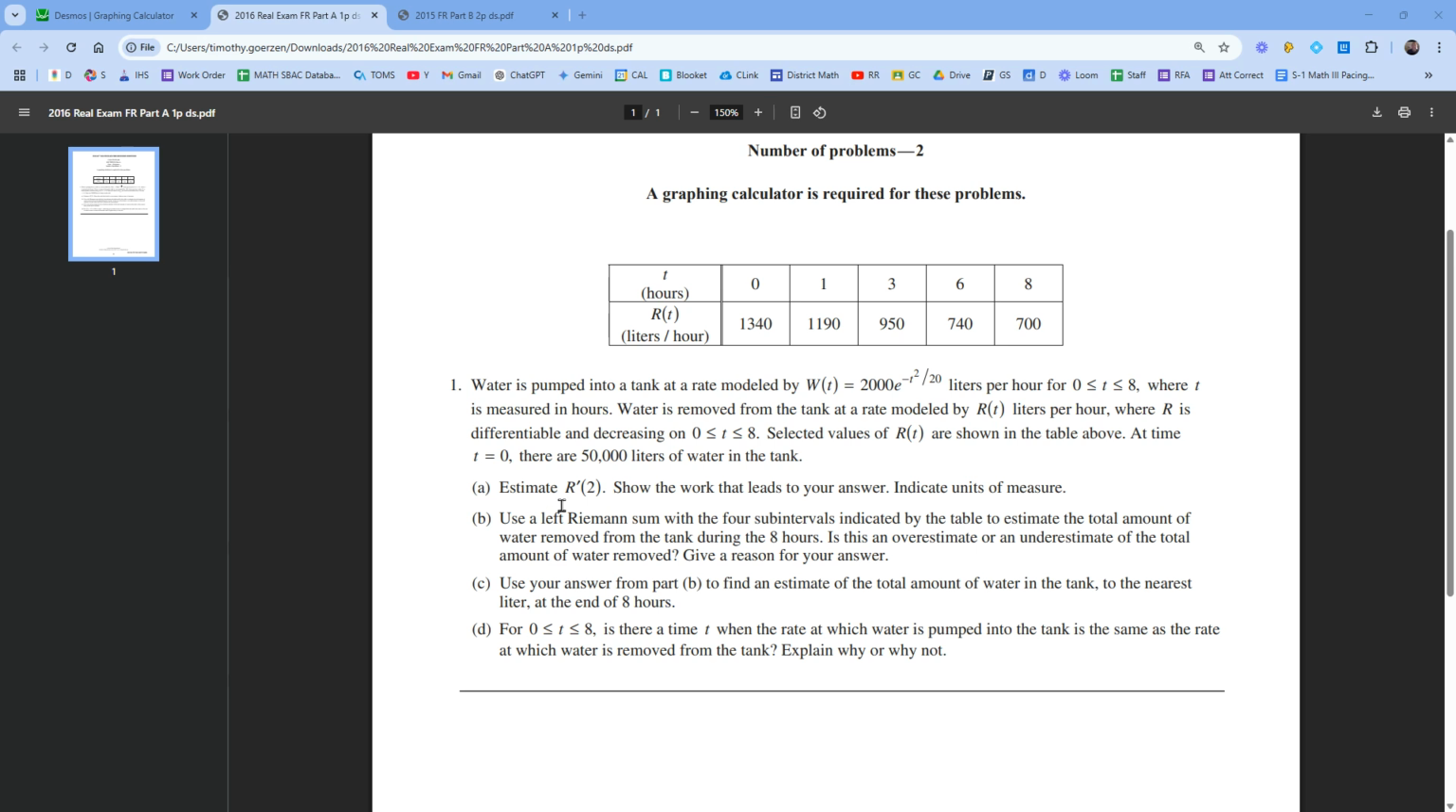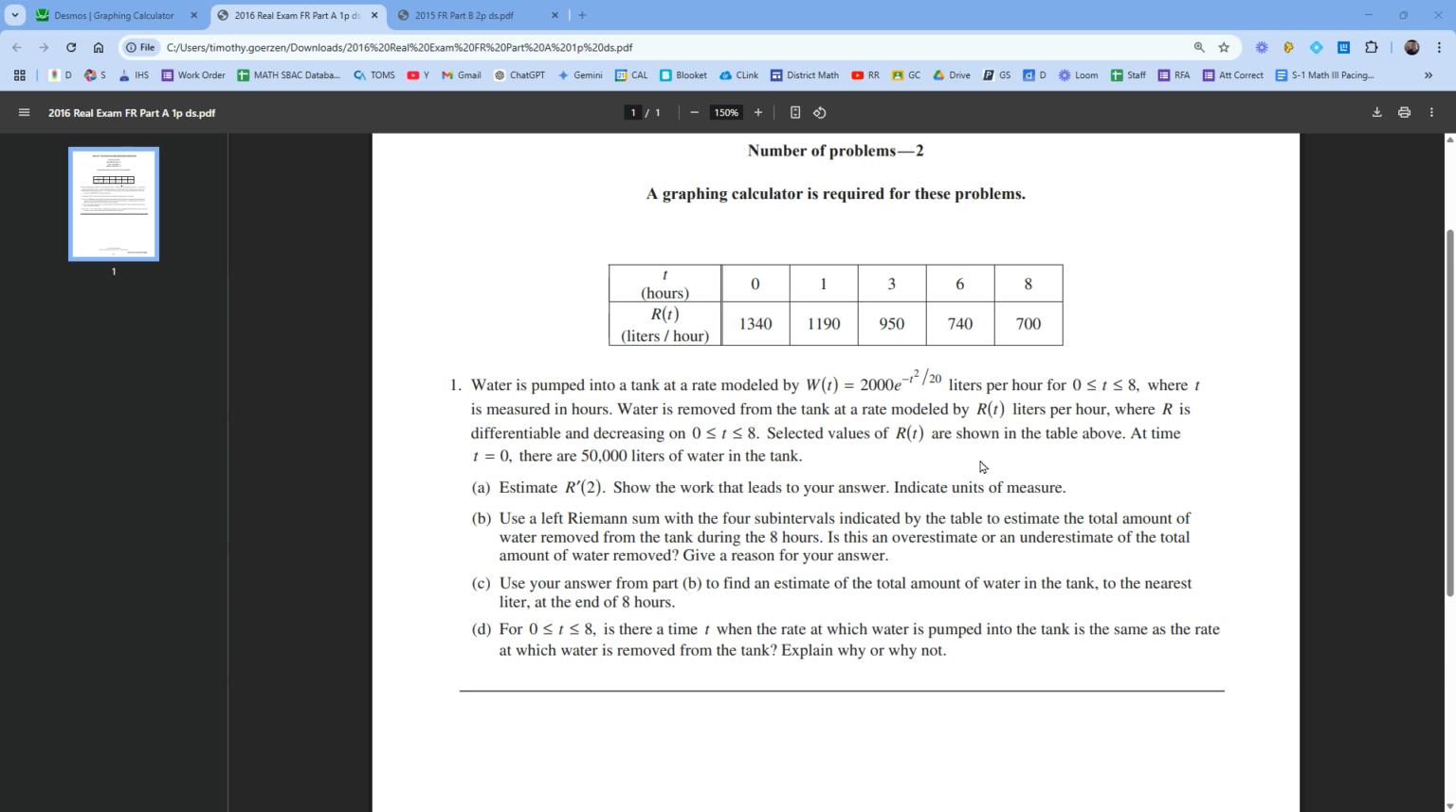All right. Part A, estimate the derivative at 2. So using a table, how do I estimate a derivative? I find the slope. Where's 2? What are the two numbers around 2? And then find the slope: y2 minus y1 over x2 minus x1. That's it, and remember your units.